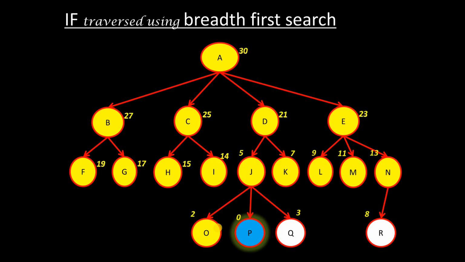Okay, now let's compare the traversing or the searching of breadth first, depth first and best first. In breadth first, the nodes given in yellow are the nodes that are being traversed to reach the goal node. We are searching A, then B, C, D, E, then F, G, H, I, J. So many nodes are being traversed. And compared to depth first, which nodes are traversed? A, E, N, R, M, L, D, K, J, Q and then P. So half of the nodes are traversed.